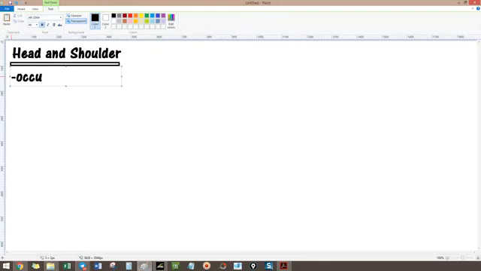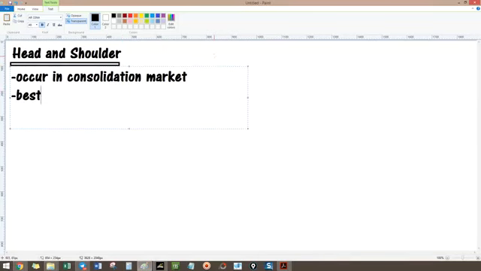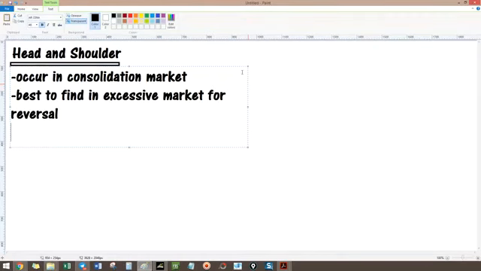So in consolidation market, best to find in excessive market for reversal and in a participant market for continuation.